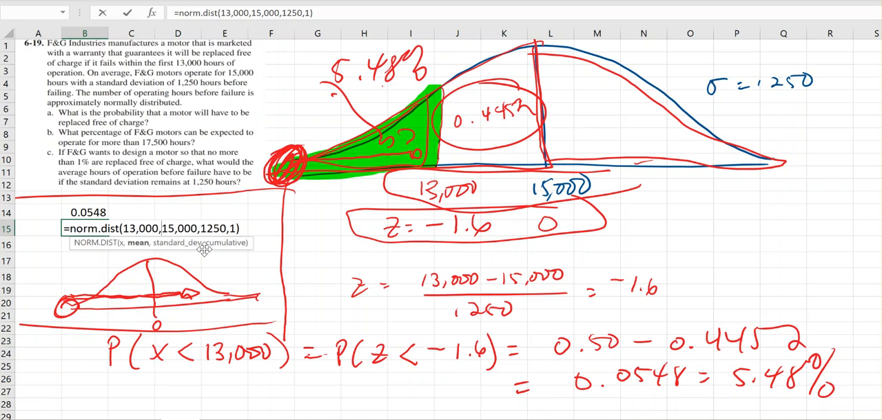Oh, sorry, I should not have put commas in for 13,000. There we go. 13,000, 15,000, 1250, and 1. Don't put commas in when you're putting in large numbers because we separate things in our functions with commas. 0.0548 gives you the same. So if you use the formula to calculate the z-scores, then just use .S. If you don't, then you can just use NORM.DIST or just use the table.